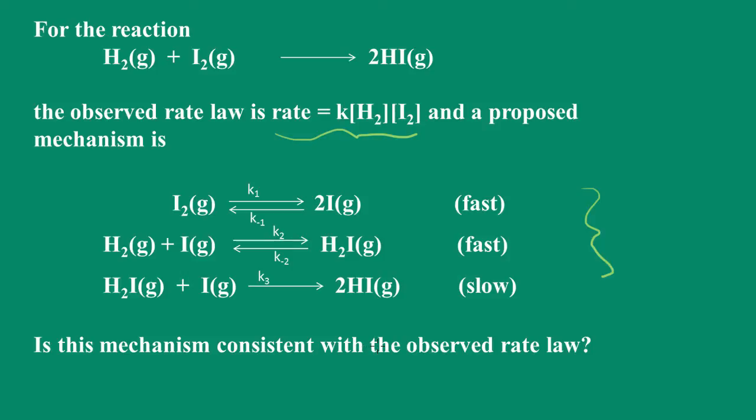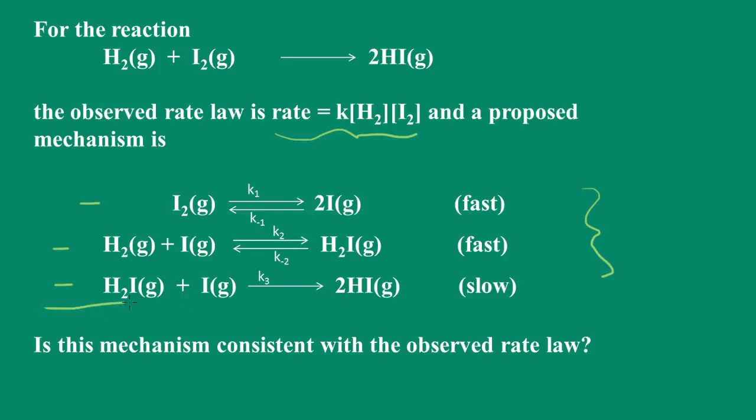Well, a few criteria need to be met. First off, we have to look at the elementary steps here and make sure they're reasonable, and they look reasonable to me. We have two fast equilibrium steps and a slow step. Here we have a unimolecular elementary step, and here two bimolecular elementary steps. So they look reasonable to me.